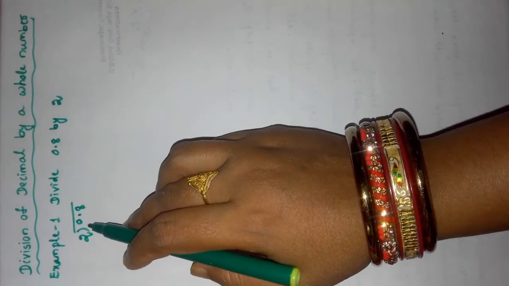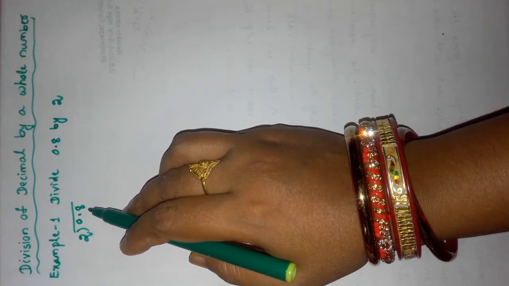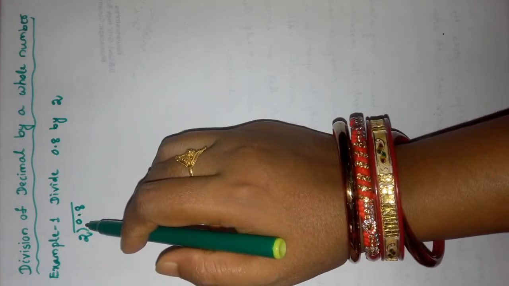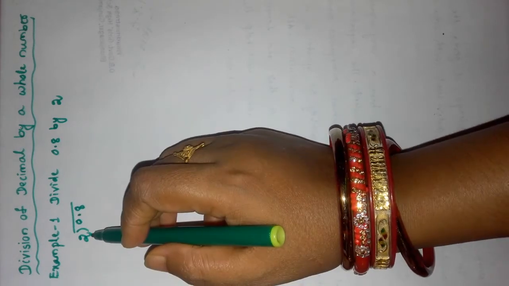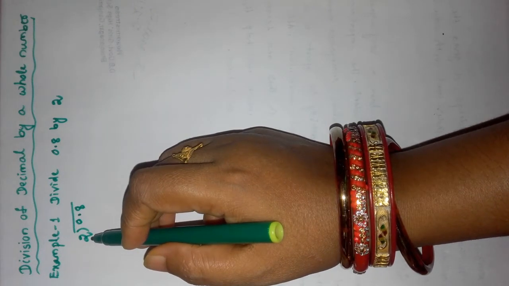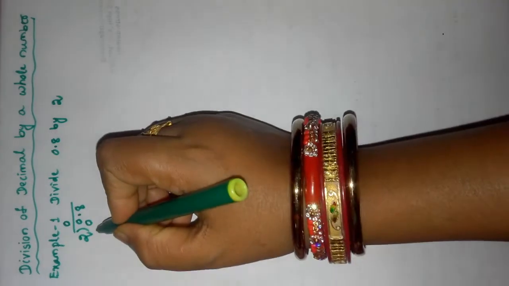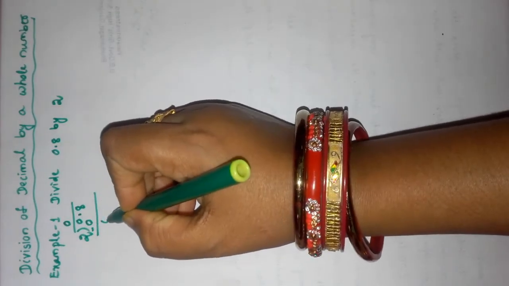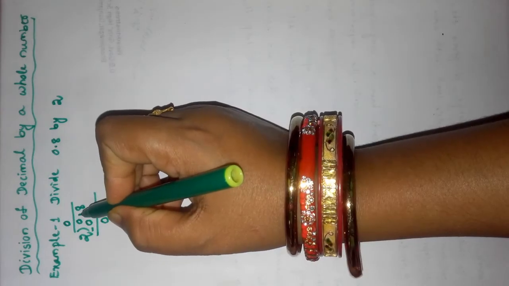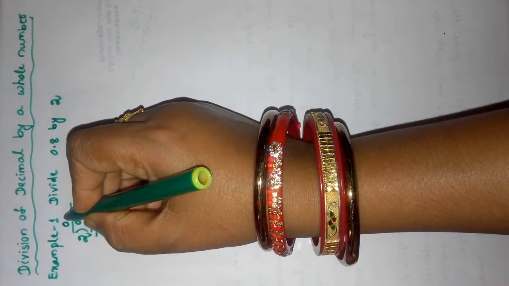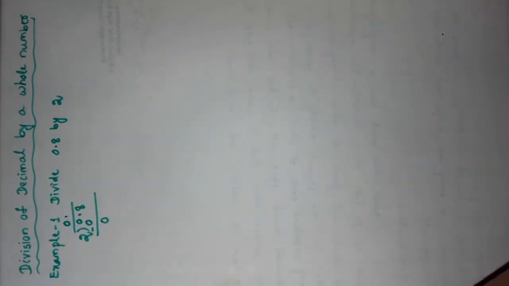First, we have to divide the integral part, then we have to divide the decimal part. First, divide the integral part. Here it is 0. 0 is less than 2, that's why we cannot divide. So, put here 0. 2 zeros are 0. Then subtract, it is 0. Then the decimal will come, that's why we have to put the decimal point in the quotient after the 0.